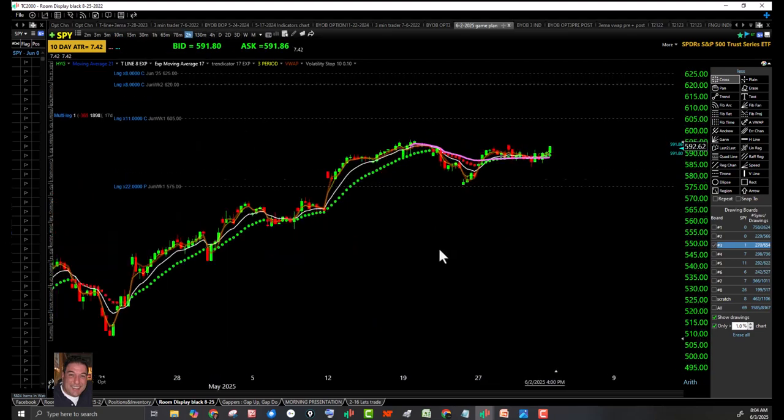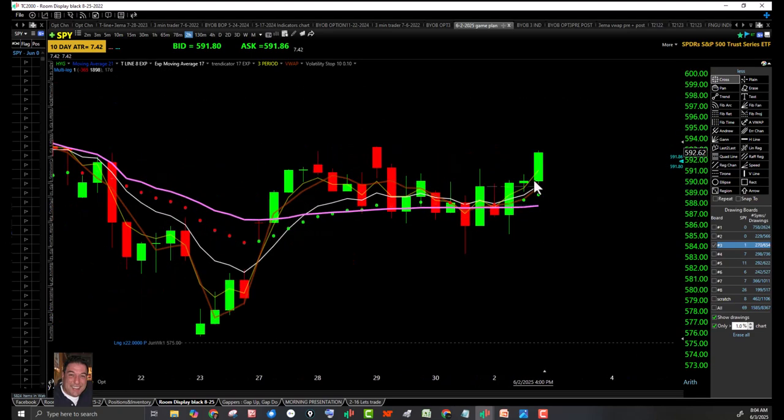Let's take a look at the 2-hour. On the 2-hour, we had a little 2-hour uptrend into the close, that would be yesterday, Monday. Nice candle right there. So 2-hour uptrend, 10-minute uptrend.